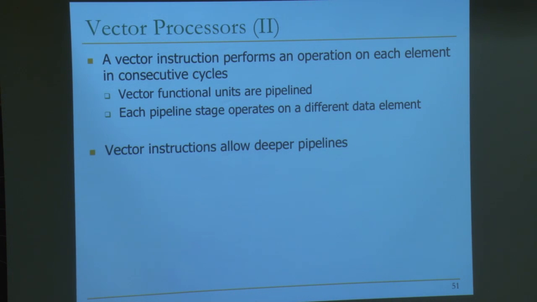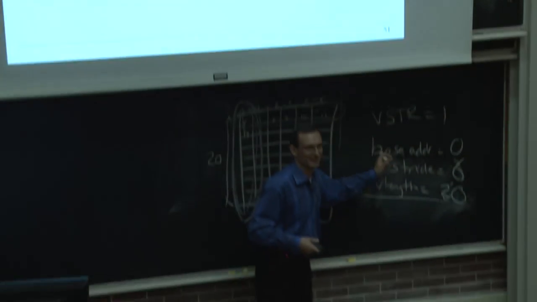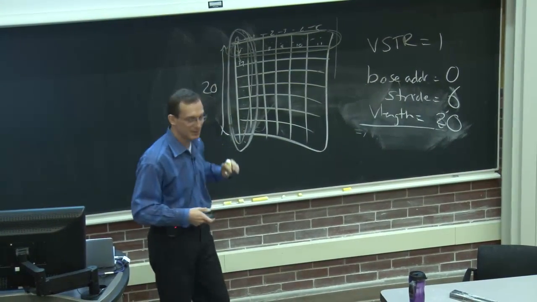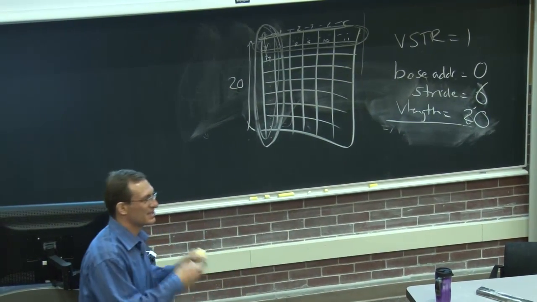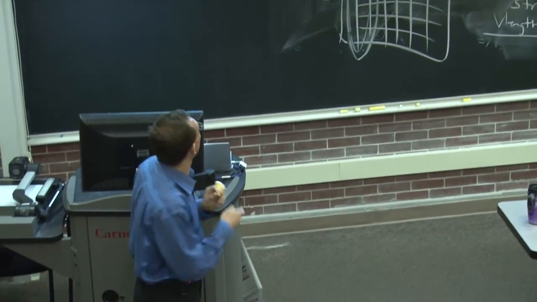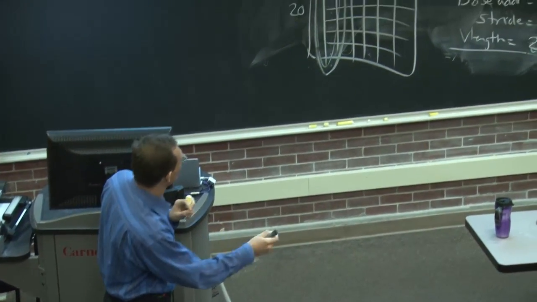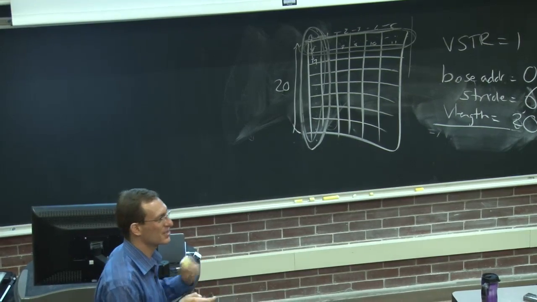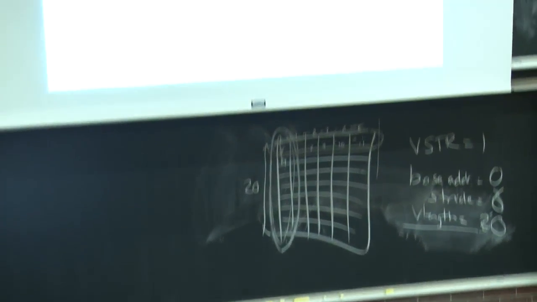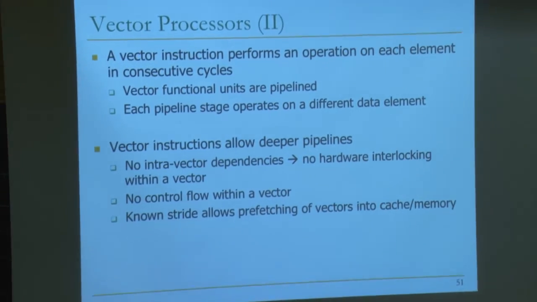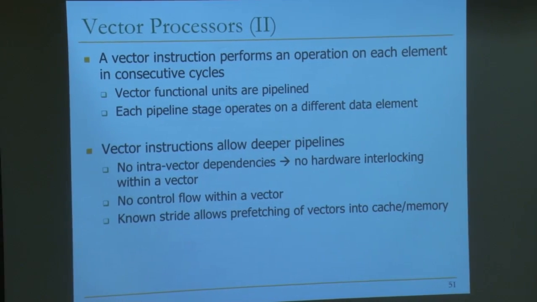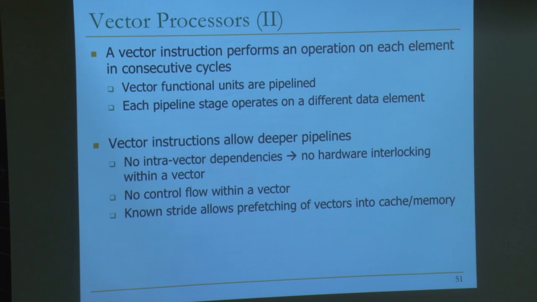Why? Because we know that the data elements are independent of each other, right? You're operating on independent elements. So there's no dependency check logic that's required to figure out whether the next element in a vector is dependent on a previous element. By definition, they're independent. So there are no intra-vector dependencies, no hardware interlocking within a vector. As long as you're dealing with large vectors, this is great. There's no control flow within a vector. And known stride allows some optimizations that we'll briefly see later on.